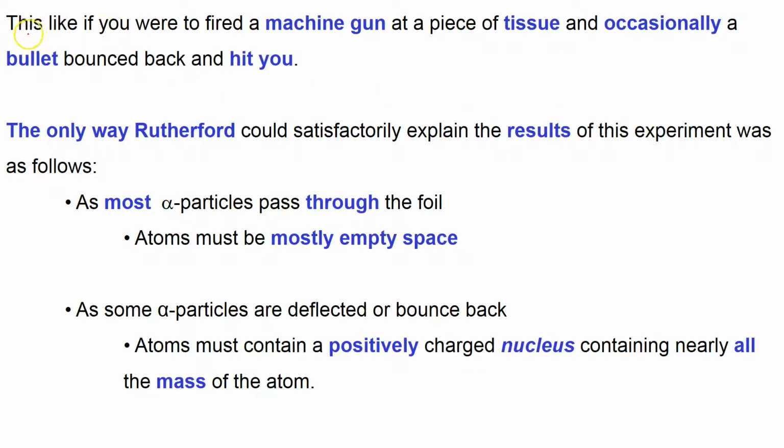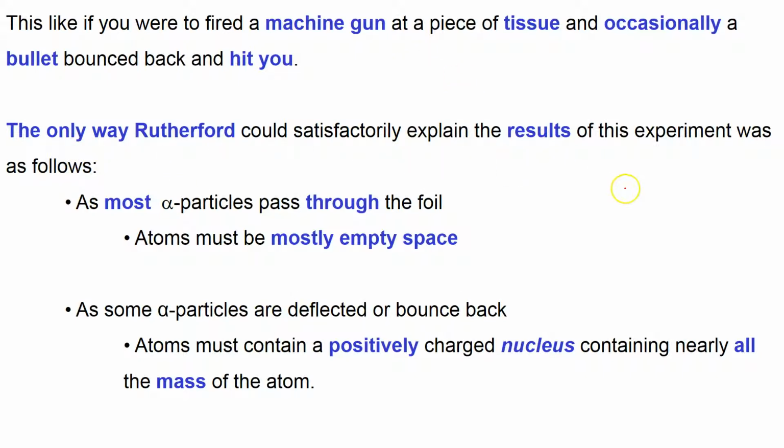So this is really important. These alpha particles are very heavy and they're moving very fast. So in order to be deflected, they have to hit something really heavy. It's kind of like if you were firing a machine gun at a piece of tissue paper and every now and then a bullet bounced straight back at you.